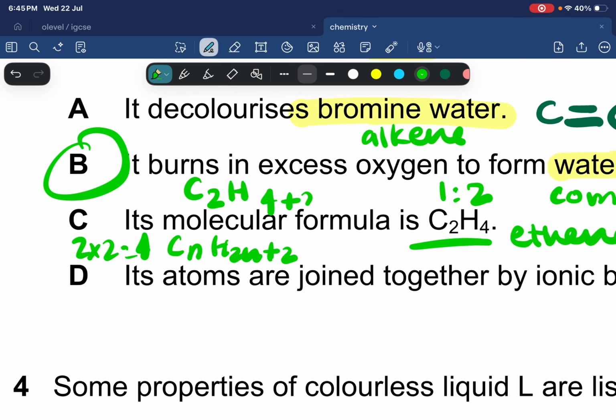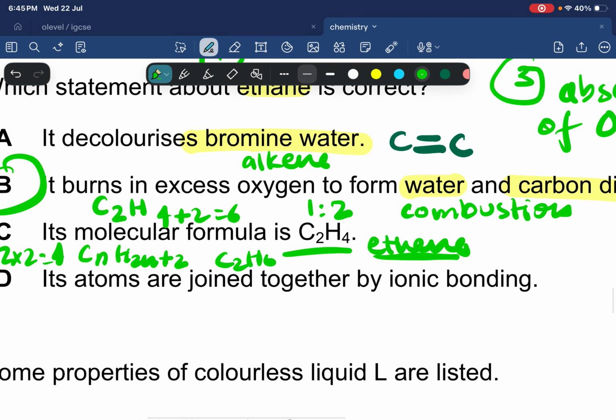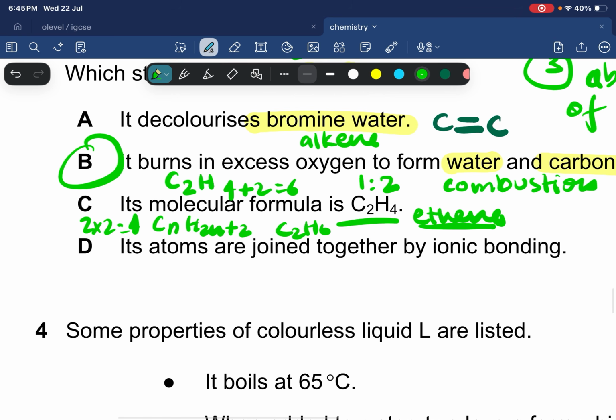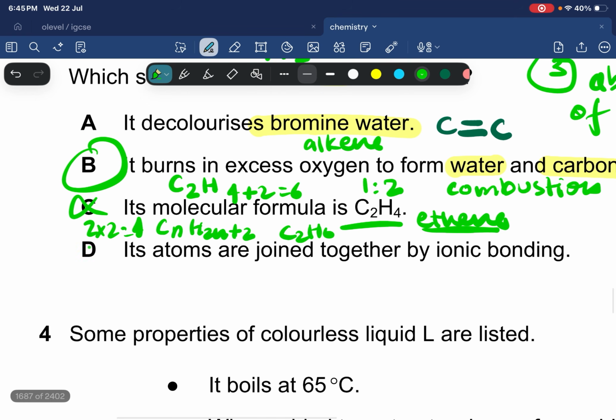Plus 2 is going to give me 6. So it's going to be C2H6 for your ethane. But for ethene, it's going to be C2H4. So that is incorrect. Its atoms are joined together by ionic bonding. No, how can you expect ionic bonding in hydrocarbons? We're dealing with carbon-hydrogen bonds. That is simple, pure covalent bonds.